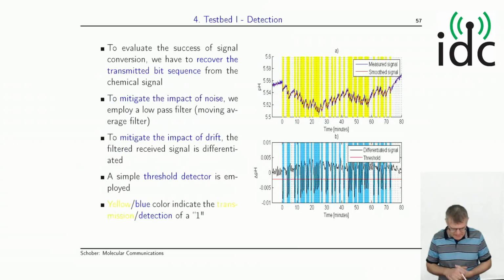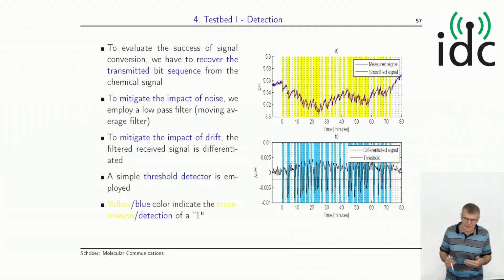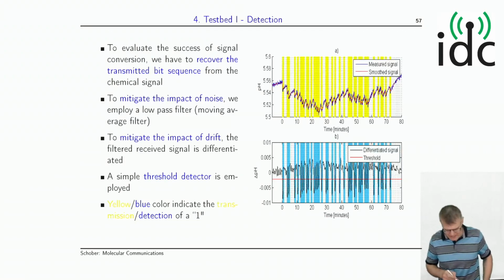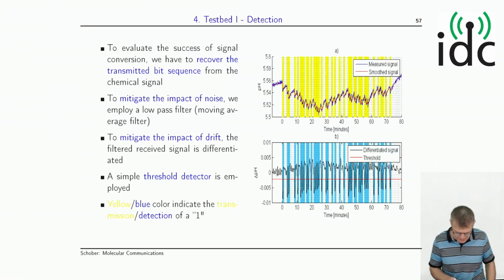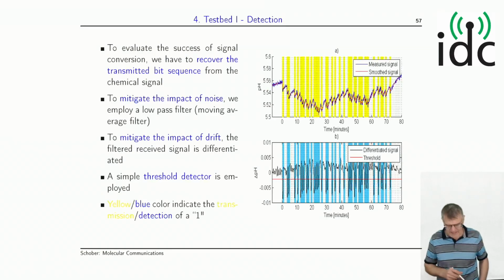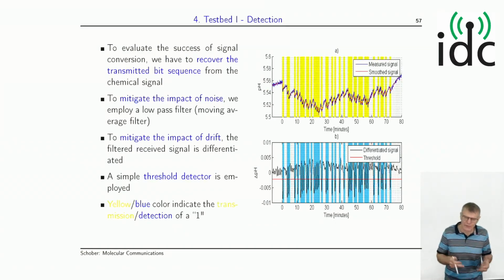Now, as a final proof of concept, we actually want to extract the information that was embedded in the optical signal from the chemical signal again, right? So we want to build a detector. And this experiment is shown here, right? Where you have a yellow line here, this means that we switch the light on, so we send a binary 1. Where it's white, we send a binary 0. And this is the corresponding chemical signal that we observed, right? The corresponding pH value.